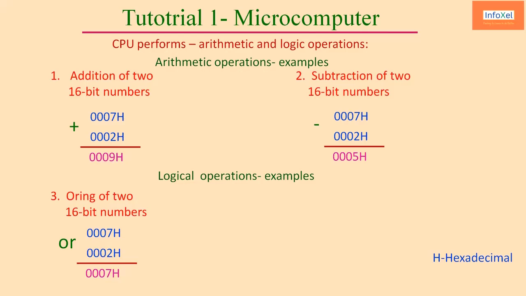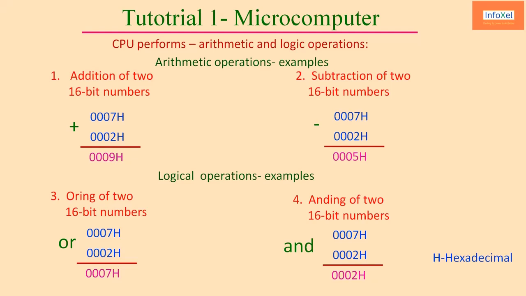We will move on to the last example of CPU operations, the AND operation. I will consider again the same two numbers, ANDing of two 16-bit numbers, 0007 ANDed with 0002. The AND operation of 0007 with 0002 is 0002. Now we will see the demonstration of this AND operation.